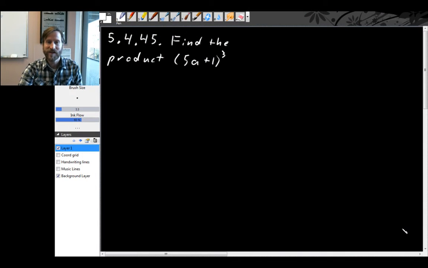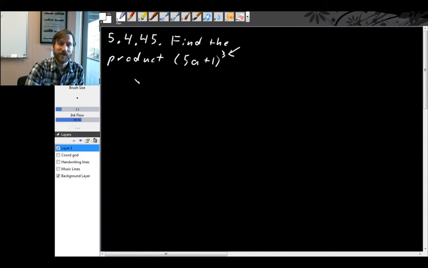Here's a solution to problem 5.4.45 from Rockswold's algebra. The problem is to find this product, 5a plus 1 to the third power. Because this exponent is larger than 2, we'll have to do this in a couple of steps.